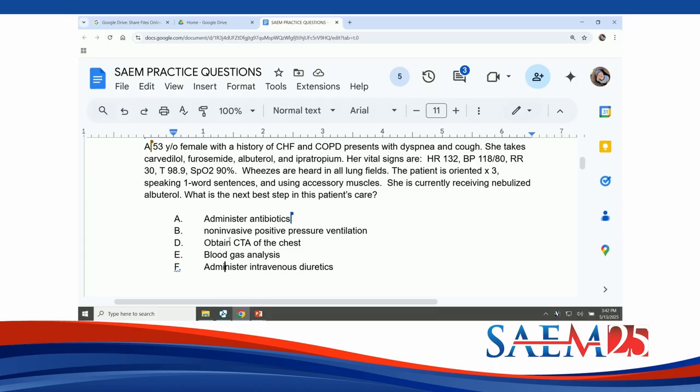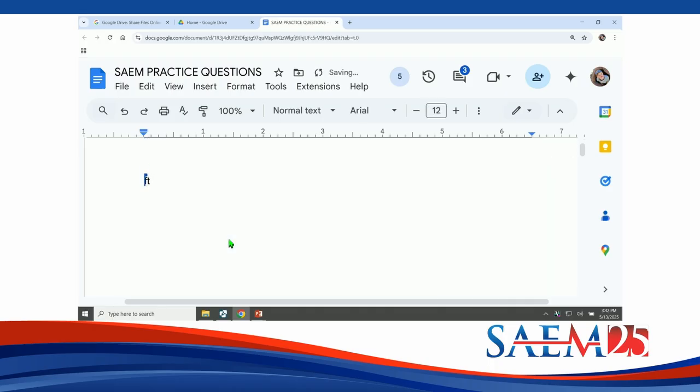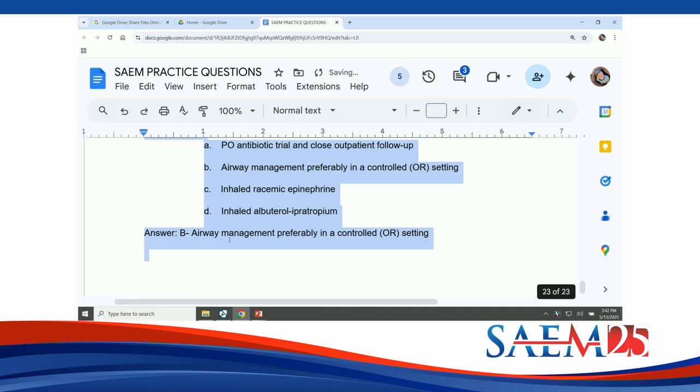What if we change speaking in one word sentences to using accessory muscles despite receiving albuterol or something? Yeah, or she has received a treatment of albuterol and it's not improved. She's refractory to the albuterol. That's great. You could put she's on 3 liters or 4 liters nasal cannula or something. Like her stats 90.